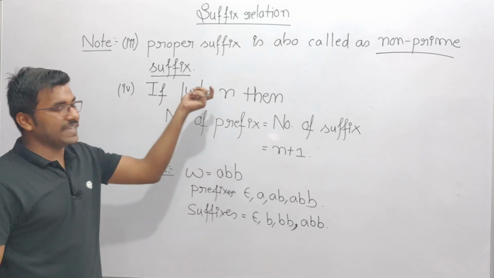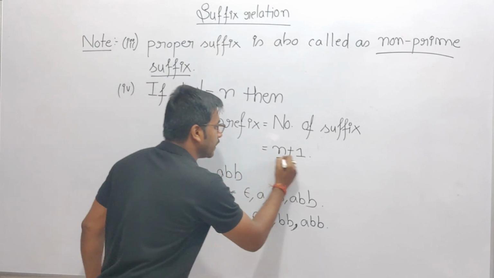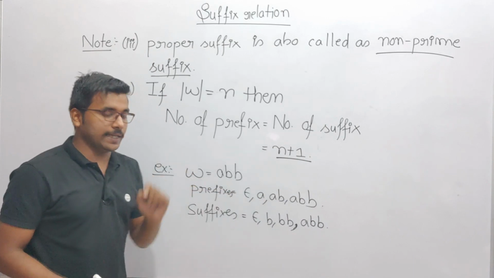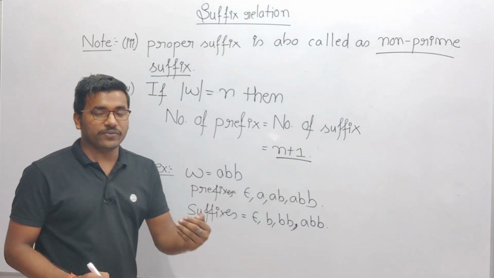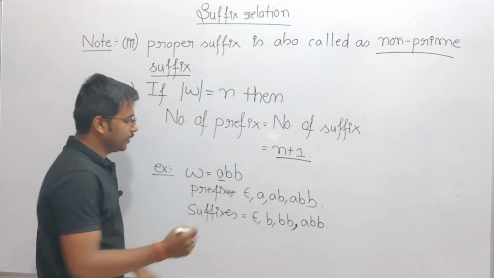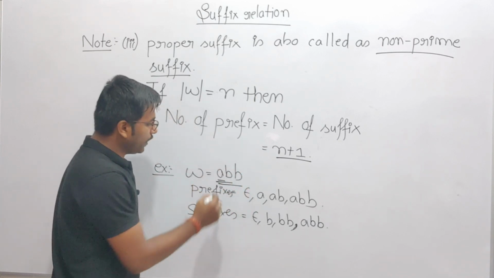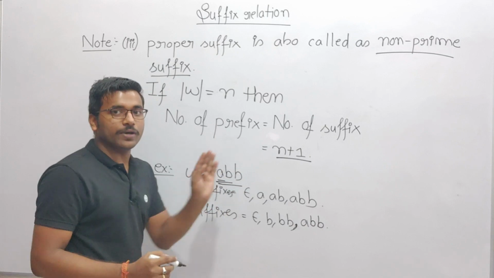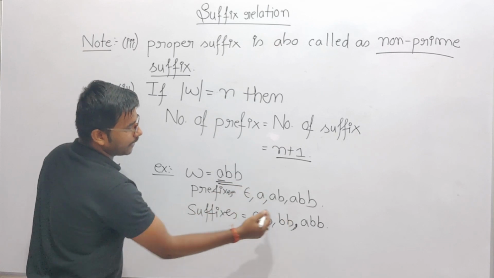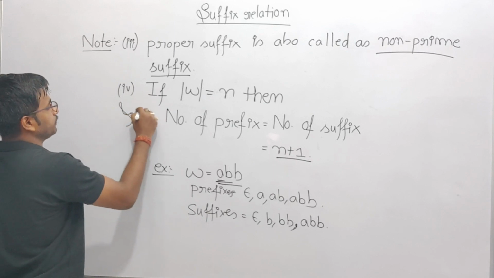Now if the length of the string is n, then the number of prefixes and the number of suffixes you will get is n plus 1. See an example, if the string is ABB, why plus 1? For epsilon, because epsilon is always a prefix and suffix of every string. Now in prefix, first A will come, 1, AB comes 2, then ABB 3. So for every symbol we are getting 1 prefix. Similarly epsilon, then B, then BB, then ABB. Okay, so this is very important.